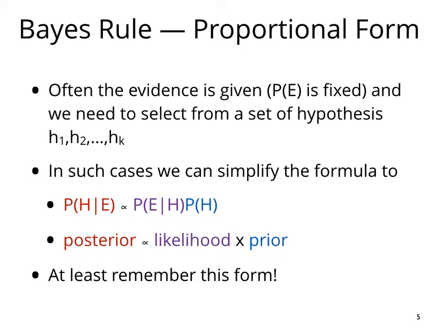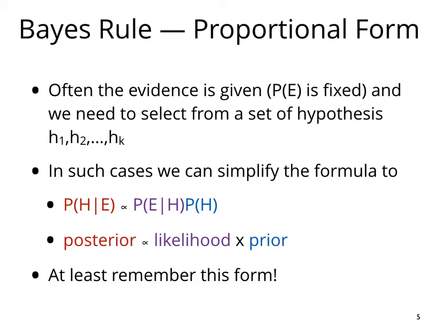So in many cases we are not actually required to get the final probability, and we can make decisions just by looking at the proportional scores. So this form is called the proportional form of the Bayes rule, where we are given some evidence, so we know this evidence is true, and we are considering several alternative hypotheses, and we are required to select the most likely one out of that given set of hypotheses.